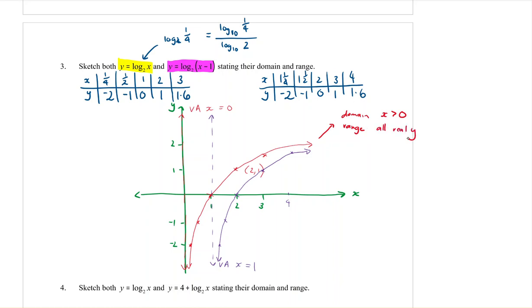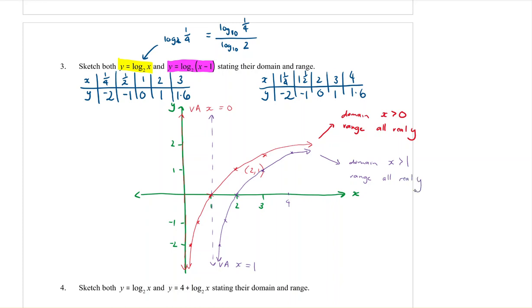All real y. Then my purple graph. Now I'm doing my purple graph. Now this is x has to be bigger than 1. Domain, yes. I have my asymptote at 1, which means my x values have to be greater than 1. My range is all real y still.